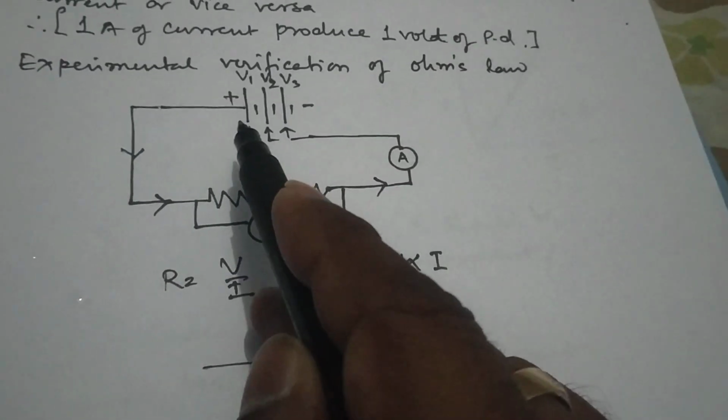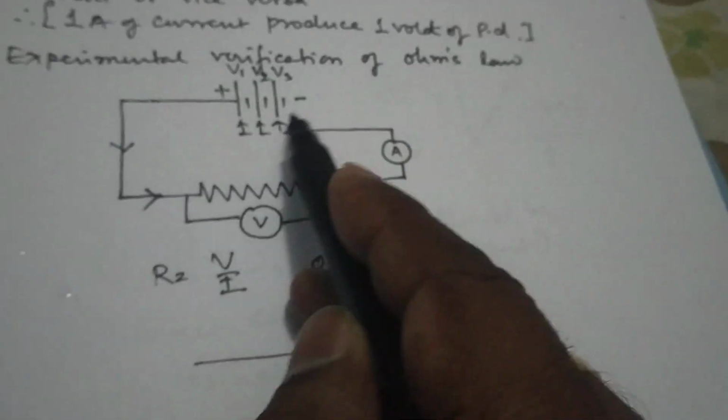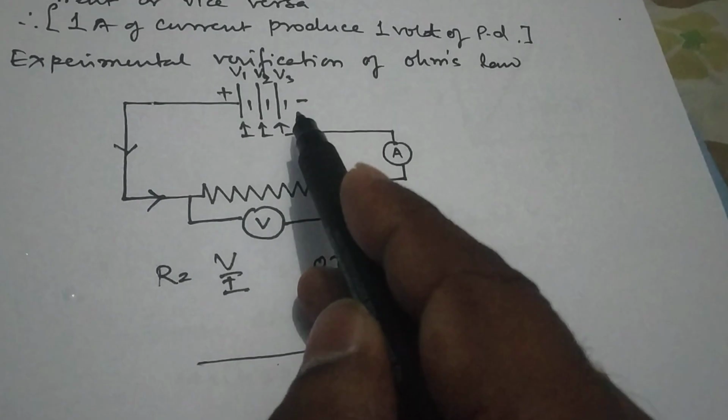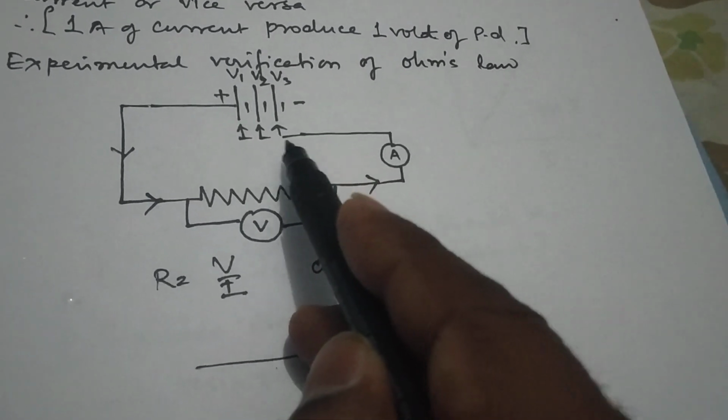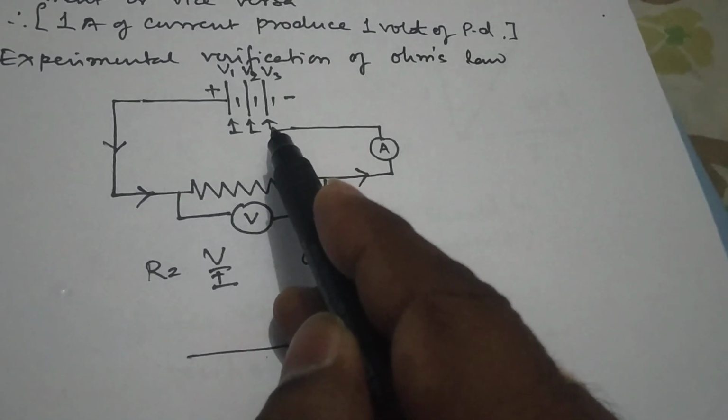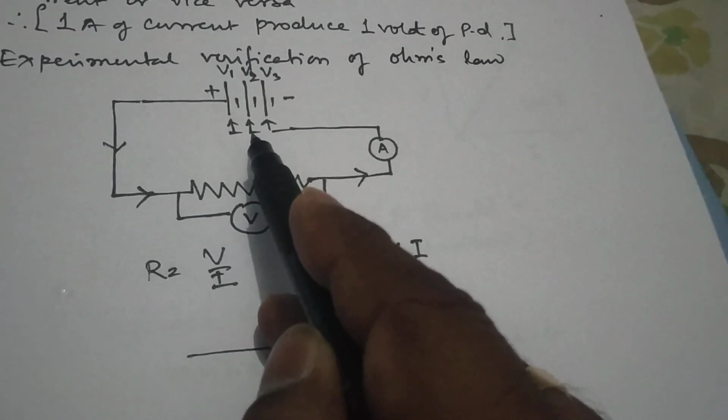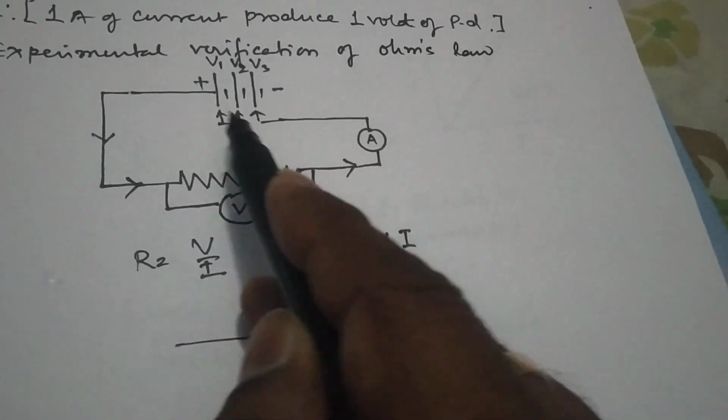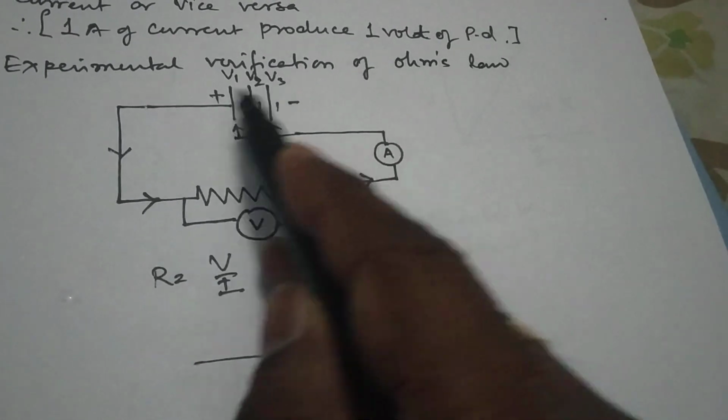Now you can see how many battery cells are connected in the battery. 3. So if you take one cell, you can show it like this. If you take 2 cells, you can show it like this. If you take 3 cells, you can show it like this. It means you can take a battery of 3 cells.